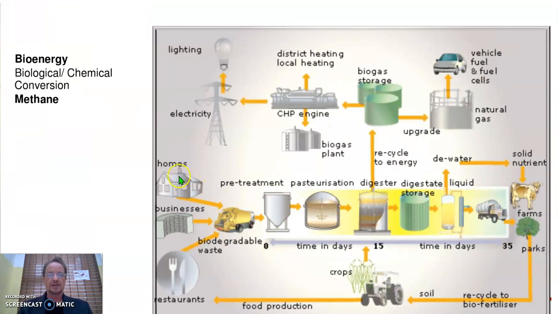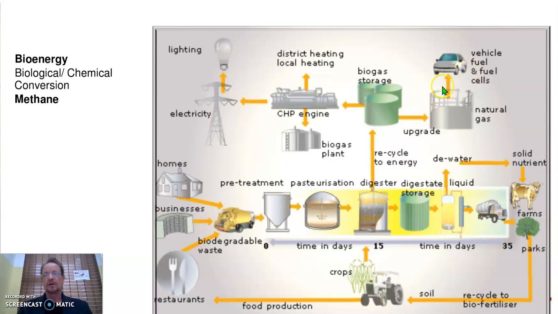I just want to show the difference between biodiesel, bioethanol, and how the process works with methane. With methane, the source of biomass comes from homes, and that could be sewage, businesses, restaurants, food leftovers. All biodegradable waste can be collected, and then it goes through a pre-treatment into the digester. In the digester, you produce methane, and it can be stored in methane silos, and then it can be used for district heating when it is burned, or for electric generation, and so on.